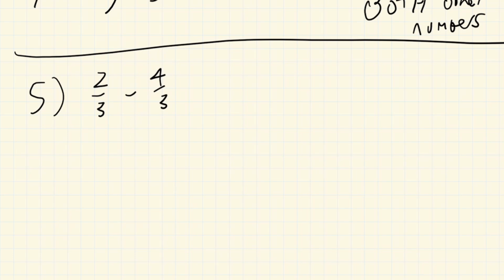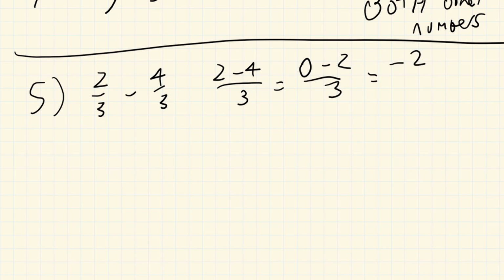So we've got 2 minus 4 divided by 3, and that means we get 2. We go one step backwards to 1, one step backwards to 0, one step backwards to 0 minus 1, and then our fourth and final step, because we're subtracting 4, to 0 minus 2, and then divided by 3. And then, like I said, we just write this 0 minus 2 as minus 2 divided by 3.